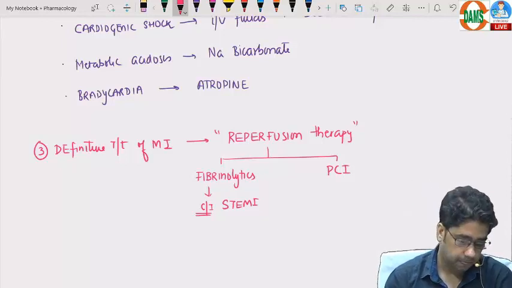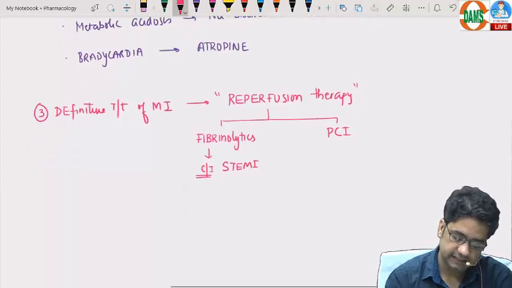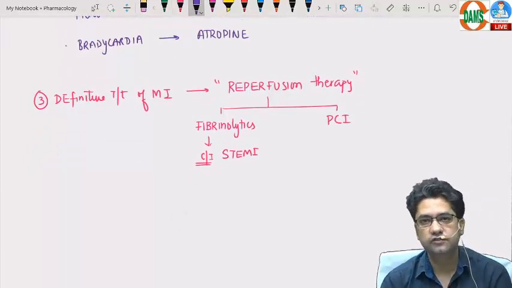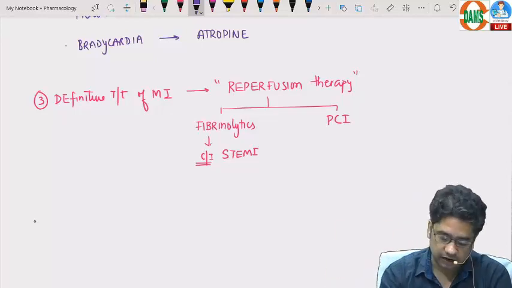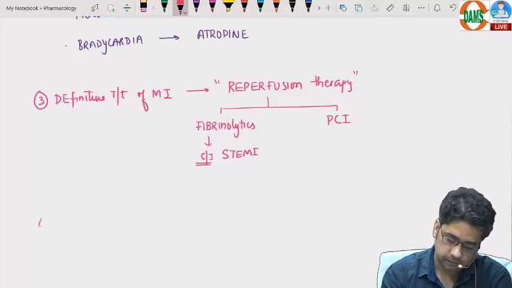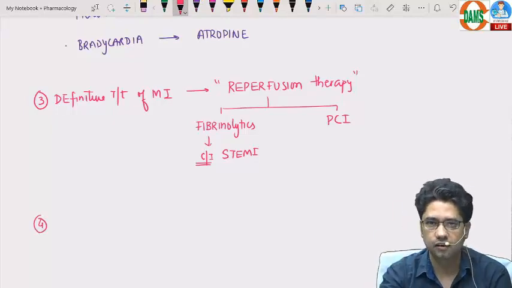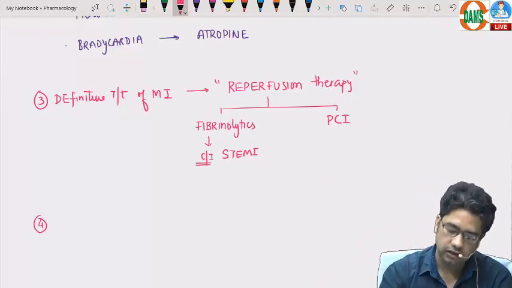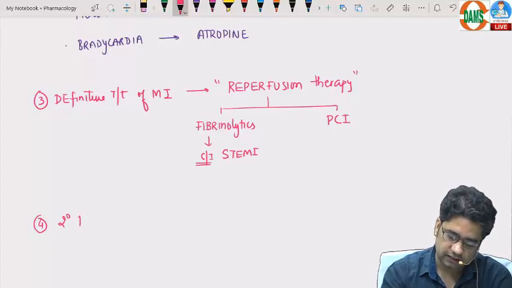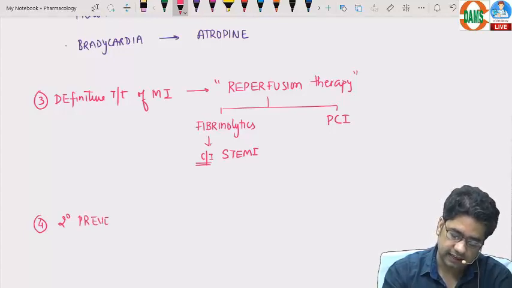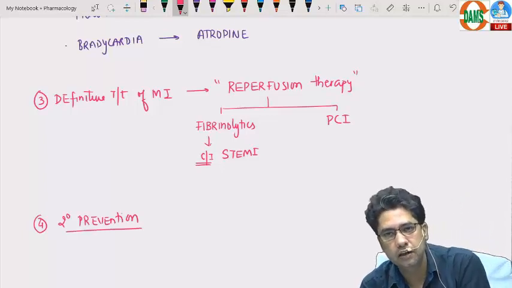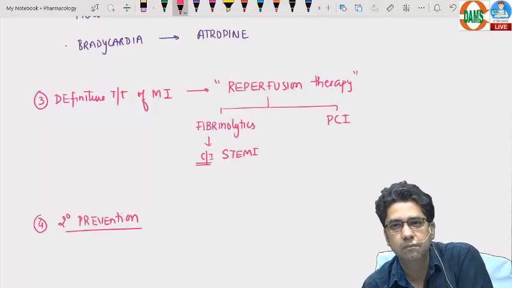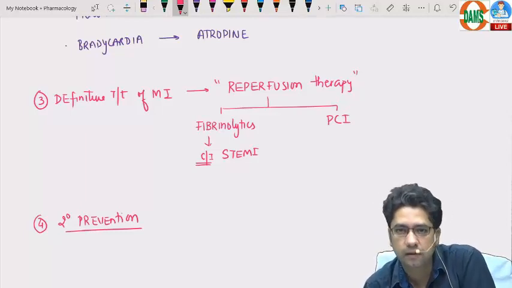पढ़ा था अभी हमने? Yes. After that, now you have stabilized the patient. Now you will discharge the patient. And after discharge, you will give certain drugs so that the patient should not again have an attack of MI. That kind of prevention is known as secondary prevention. Secondary prevention का मतलब, we will discharge the patient and put the patient on certain drugs that will prevent the recurrence of MI.